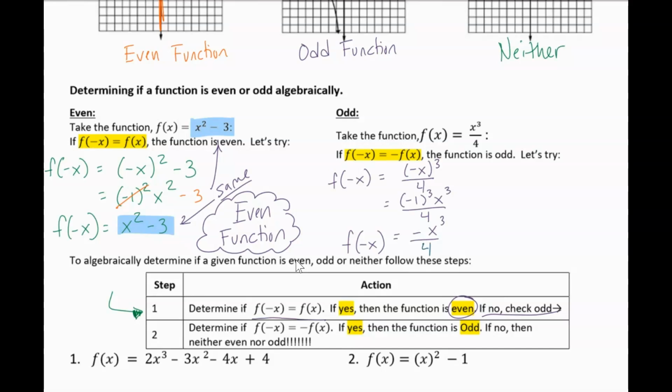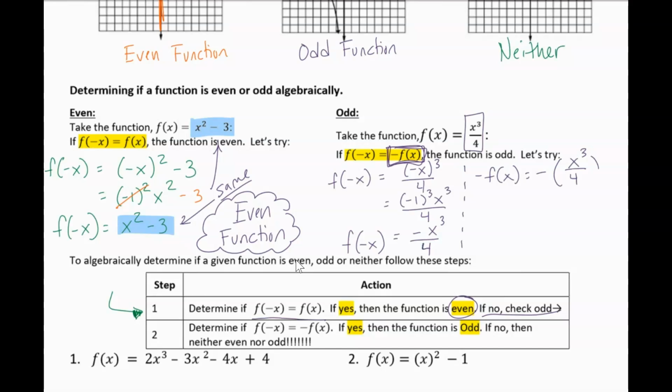So now I need to find this other side of the statement. I need to figure out what negative f of x is equal to. What this means, instead of substituting in a negative x, is I am making the entire original function negative.